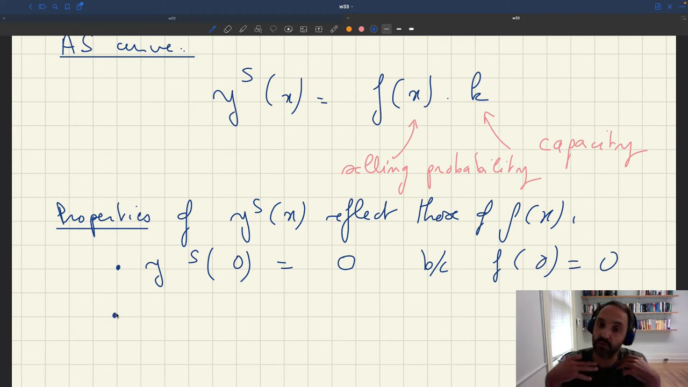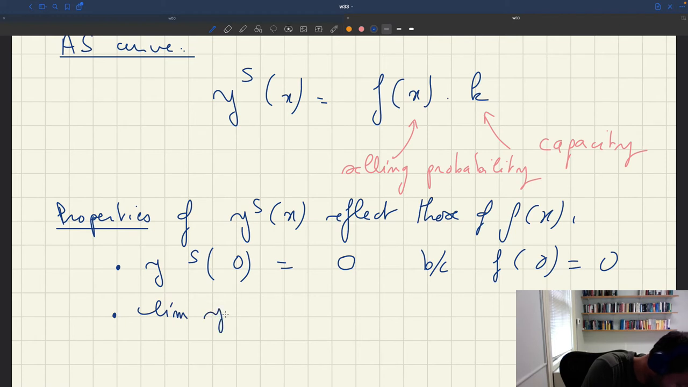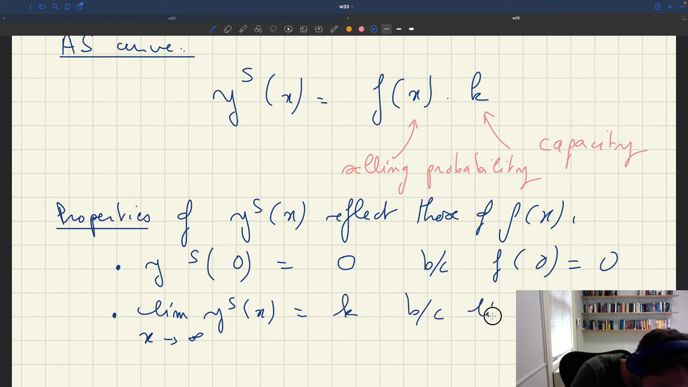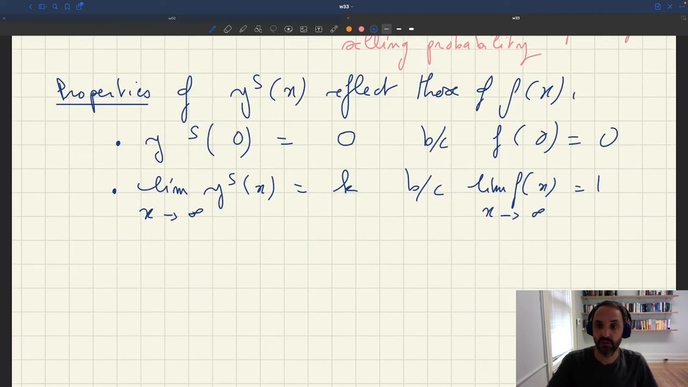Another limit we can look at, we know that when the tightness becomes infinite, so that there are infinitely many buyers for each seller, the probability to sell becomes one. And so as a result, the aggregate supply is going to asymptote to k when the tightness is infinite, so that what's supplied to the market is actually the entire capacity of the economy. So the limit of y^s(x) when x goes to infinity is just going to be k, and that's because the limit of f(x) when x goes to infinity is 1, as we had established. So that's pretty simple. So we'll have an asymptote for the aggregate supply.